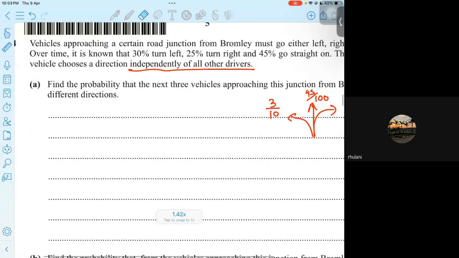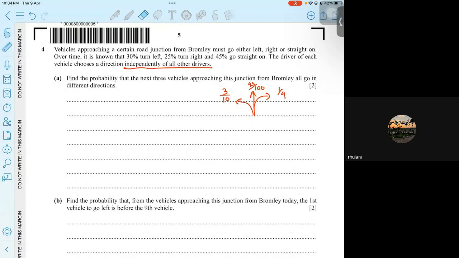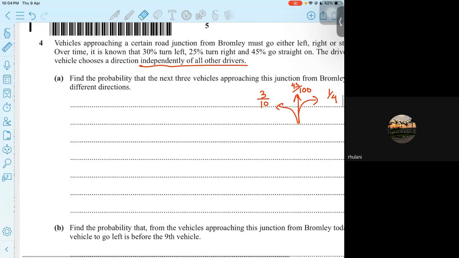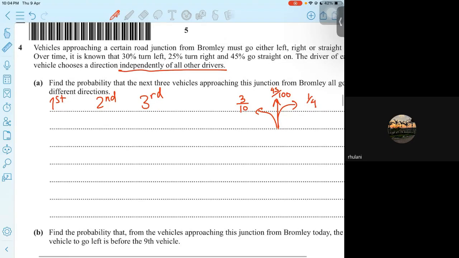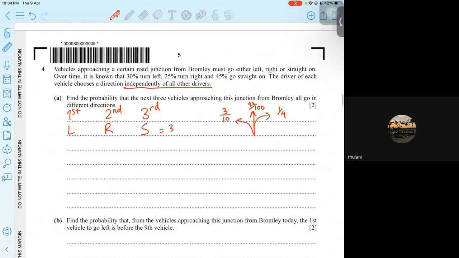So when we start approaching this question, we'll notice something that is very common in a lot of questions, that the values keep on repeating. Let's say this is the first driver, this is the second, this is the third, and let's say the first one goes left, the second one goes right, the third one goes straight. So the probability of this happening is, for the left, 0.3, and then for right, it's 0.25.